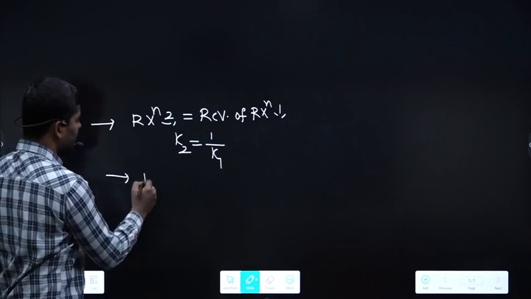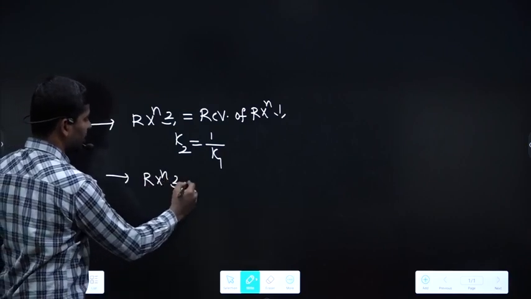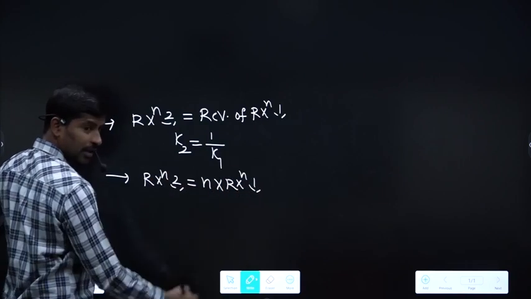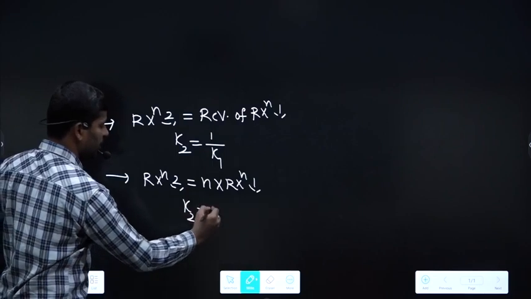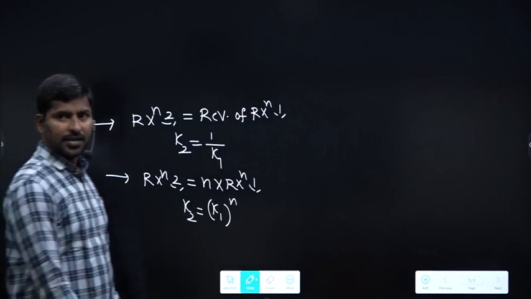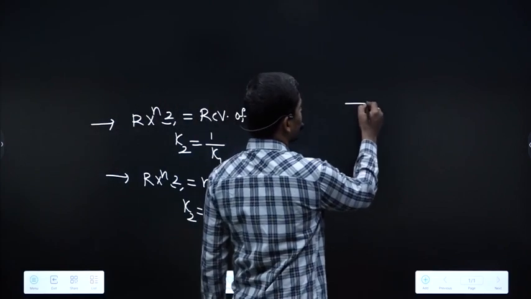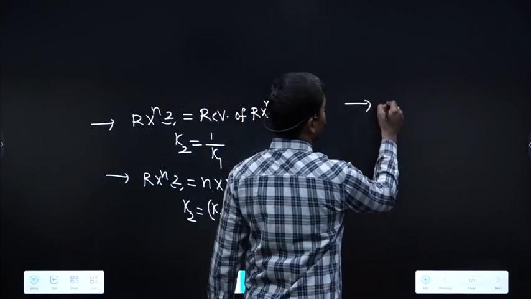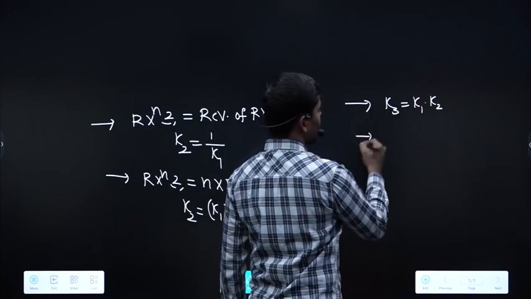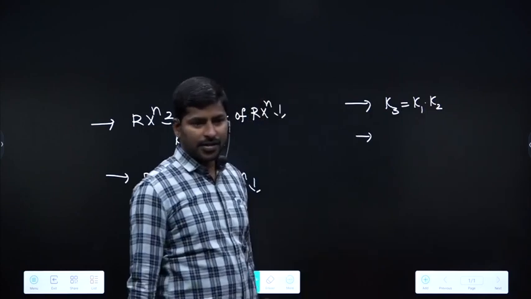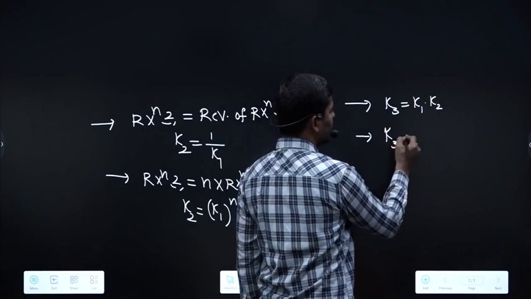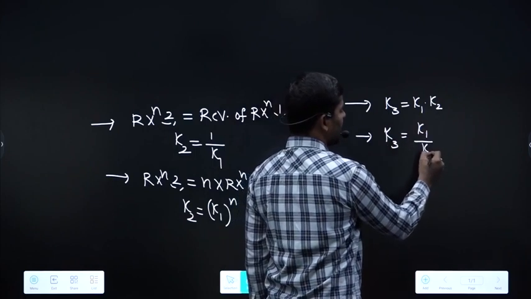Next, if reaction 2 is equal to n into reaction 1, then K2 is equal to K1 power n. If reaction 1 plus reaction 2 gives third reaction, then K3 is equal to K1 into K2. If reaction 1 minus reaction 2 gives third reaction, then K3 is equal to K1 by K2.